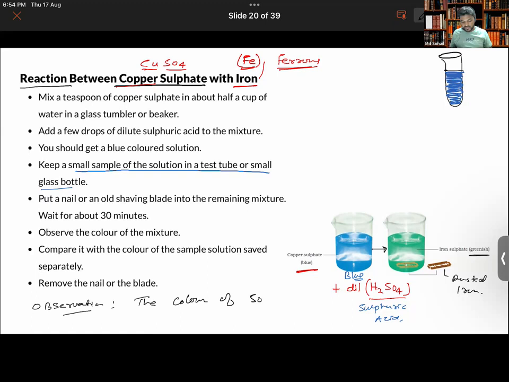The color of solution changed to green. Okay. Are the points so far clear to you? Is the activity so far clear to both of you? Yeah, Sundus and Vaiga? Yes, sir. Okay, let me rephrase the activity.